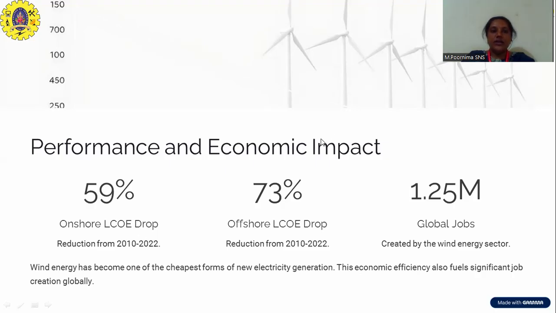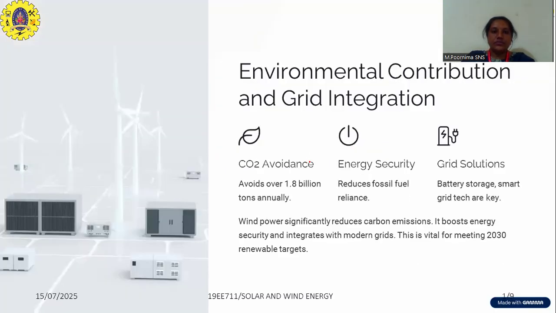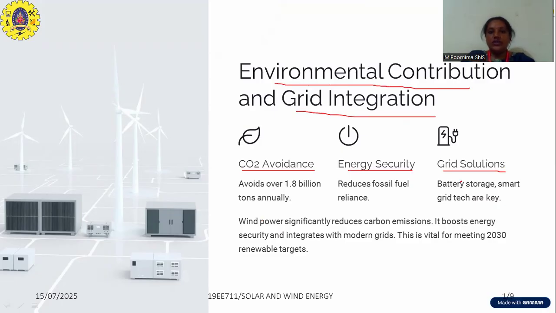Okay. Finally, environmental contributions and grid integration. Environmental contributions include CO2 avoidance, that is carbon dioxide reduction, as well as energy security and digital grid solutions. This is about environmental contributions and grid integration.